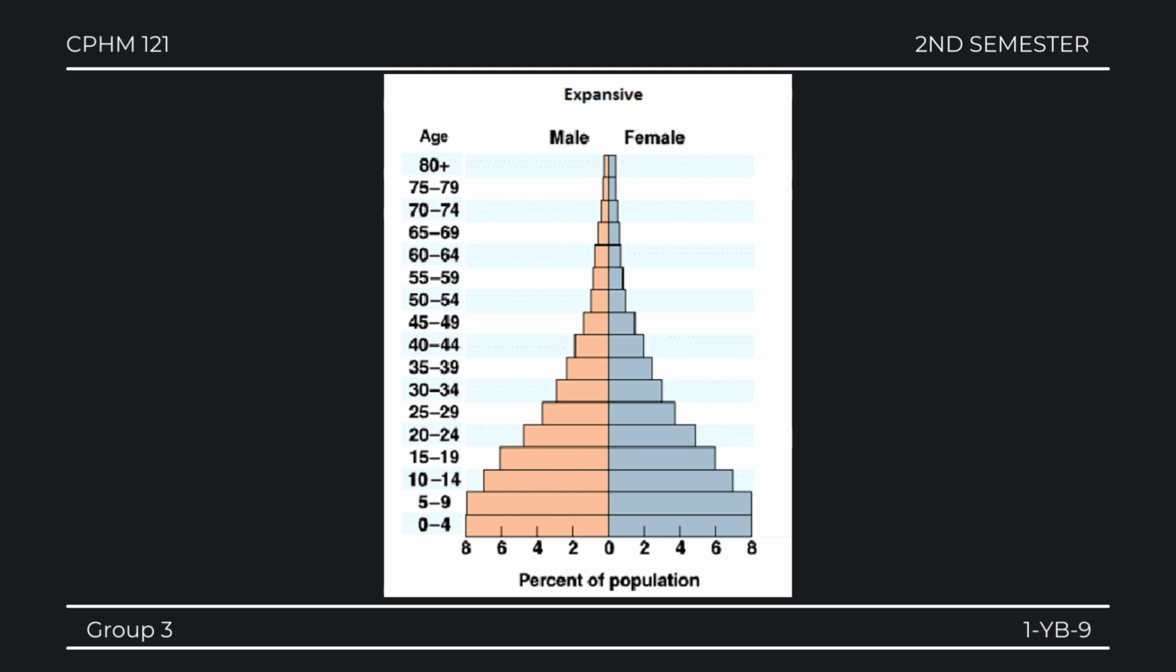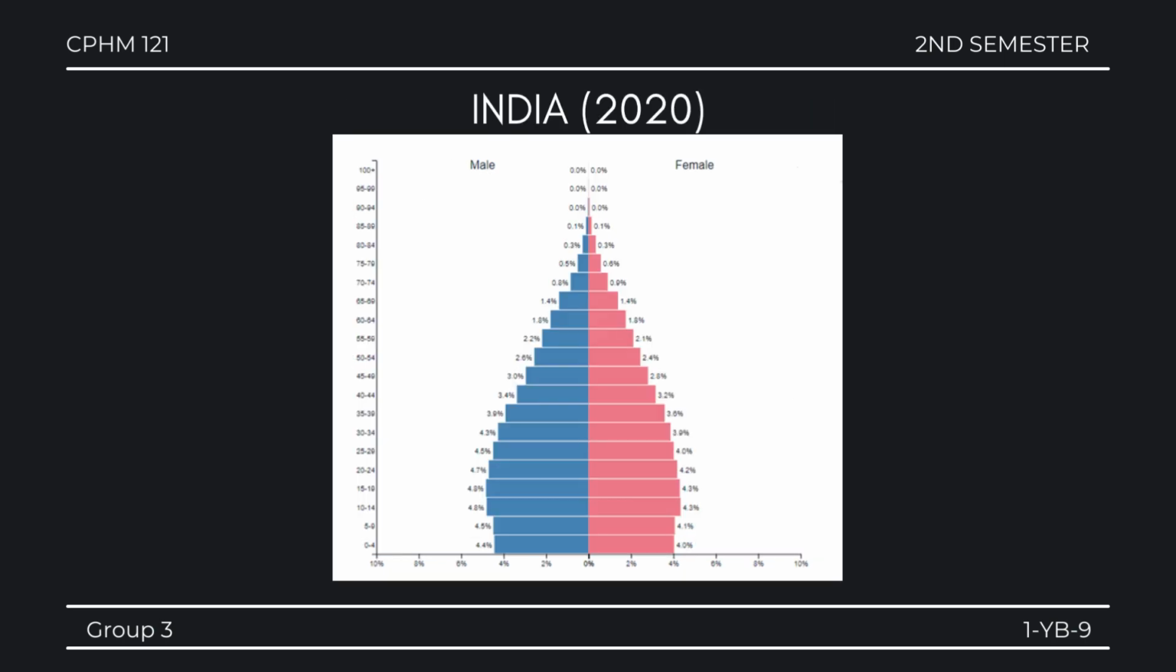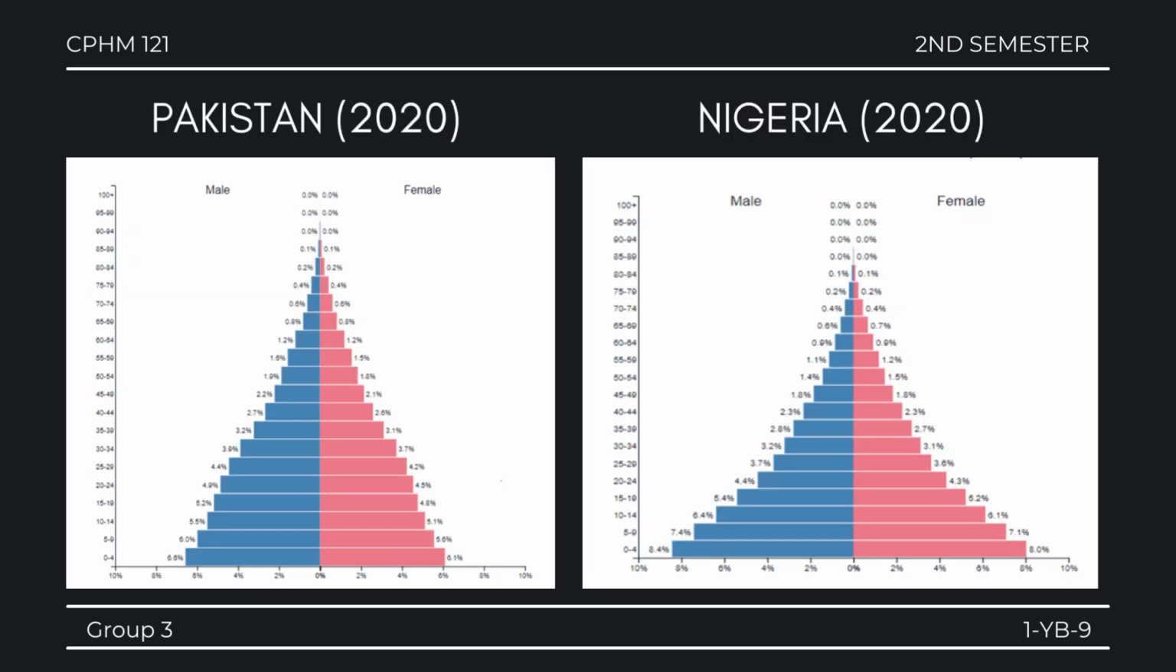Here are the 3 countries that have an expansive pyramid. First is Pakistan, year 2020, then Nigeria, year 2020, and India, year 2020. As you can see, it is thin on top and the base is wide. That's why it is called expansive. It is expanding from tight to wider. That means the younger age group at the bottom has a larger population than the older ones.